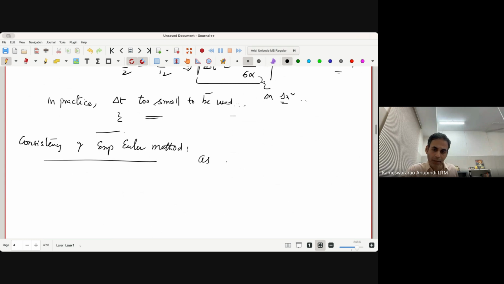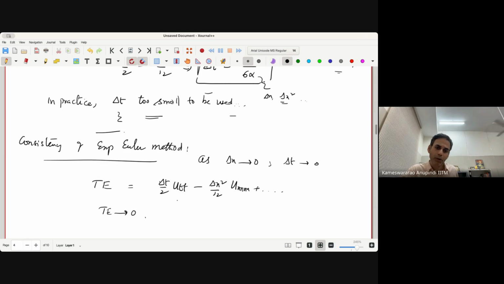So as I make my delta x smaller and delta t smaller, we know that the truncation error, which is of the order of delta t by 2 utt minus delta x squared by 12 u x x x x and so on, also goes to 0, right? Because delta t and delta x are made to 0. So as a result, explicit Euler method is a consistent method, right? Because then the truncation error goes to 0 as you make the mesh refined.